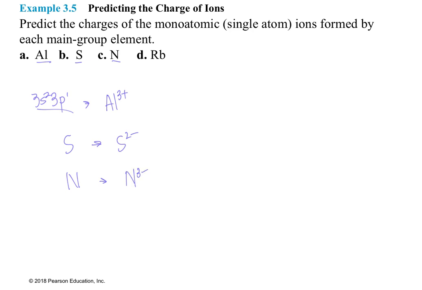That is its charge. Then rubidium is in the first column. It's a 5s1. Sorry, not 3s, 5s1. And so it's going to lose that electron, and rubidium will turn into Rb+1.